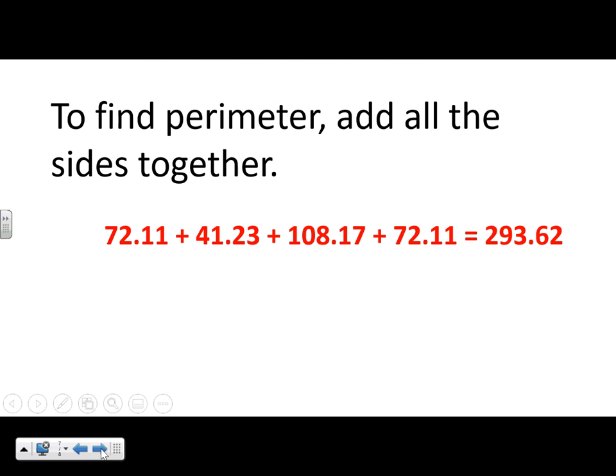So to find the perimeter, we add all our sides together. My perimeter was 293.62. Again, round to 2 decimal places. Yours will obviously be different. That's where I'm going to stop for the fencing part.